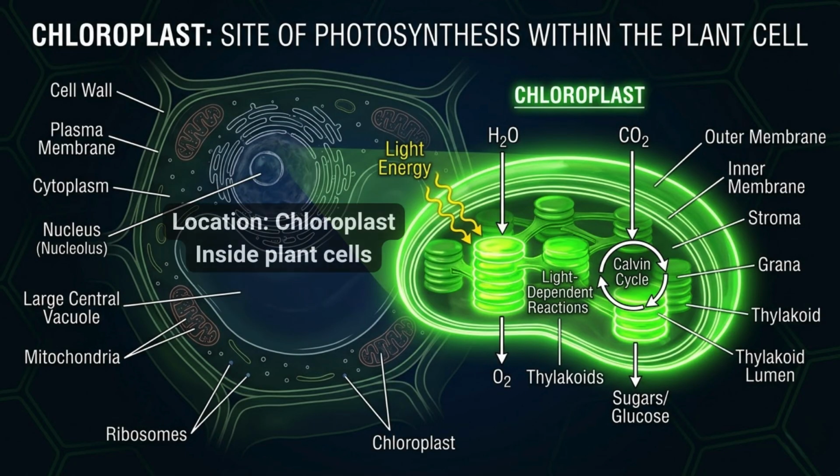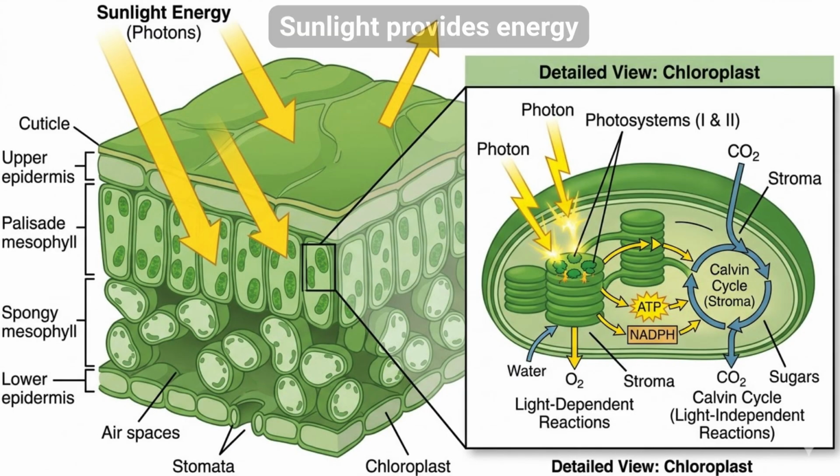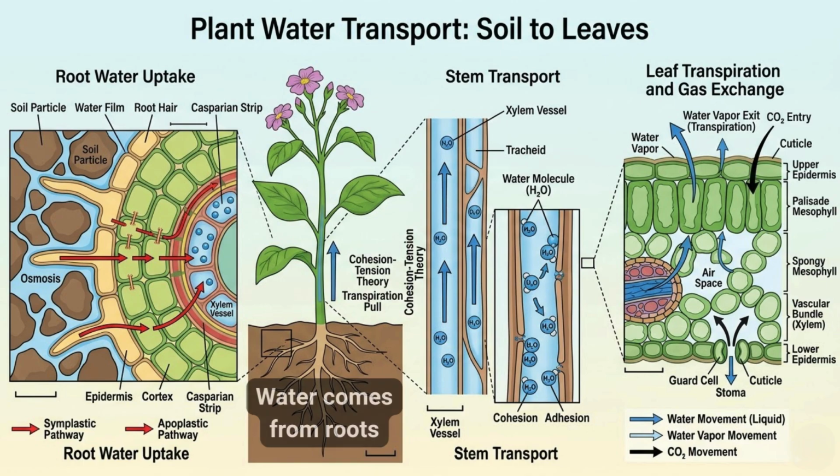Photosynthesis occurs inside plant cell organelles called chloroplasts, which contain the green pigment chlorophyll. Sunlight provides the energy needed to start the chemical reactions involved in photosynthesis. Plants absorb water from the soil through their roots, which is then transported to the leaves.